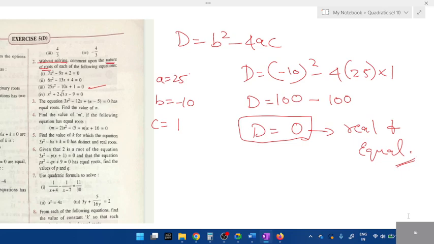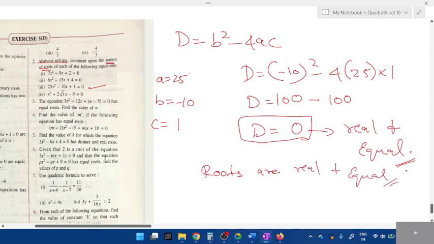So write the final answer as roots are real and equal. After this, try the second and fourth one, all of you.